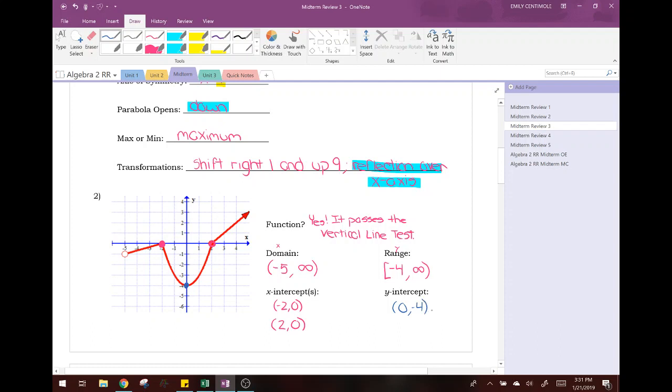Again, this is not a quadratic function because it has those two linear pieces on the end. These two sides right over here are showing that it's a line, not the quadratic U-shaped parabola.